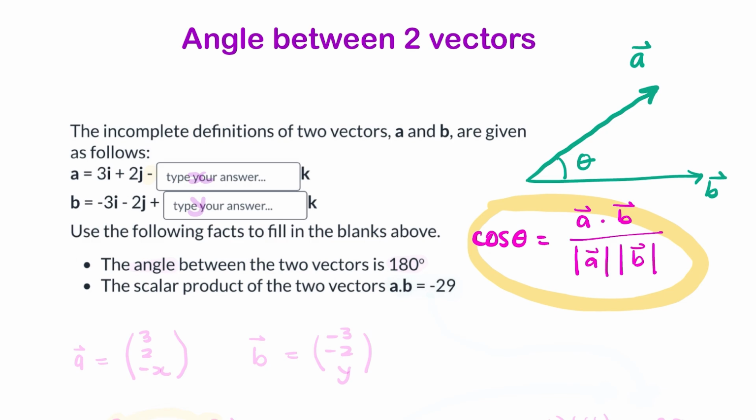So in this question, we're given two vectors, A and B, but the k component is missing. So if we call the first x and the second y, x and y are now our unknowns. If we rewrite them in column notation as vectors or as matrices, it would look something like this. A is 3, 2, negative x. I say negative x because there's a negative sign included in the question. And B is negative 3, negative 2, and y.